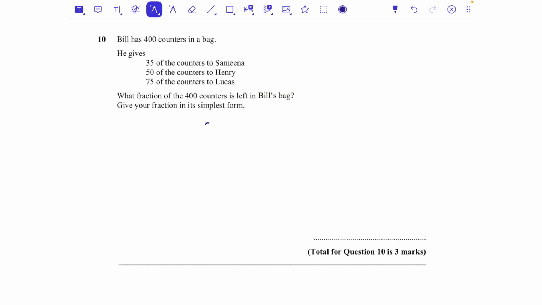So first let's work out how many he's given away. He's given away 35 and 50 and 75. Adding that together, 5 add 5 is 10, so 0 carry the 1. 3 add 5, add 7, add 1, that's 8, add 7, which is 15, add the 1 is 16. So he's given 160 of them away.